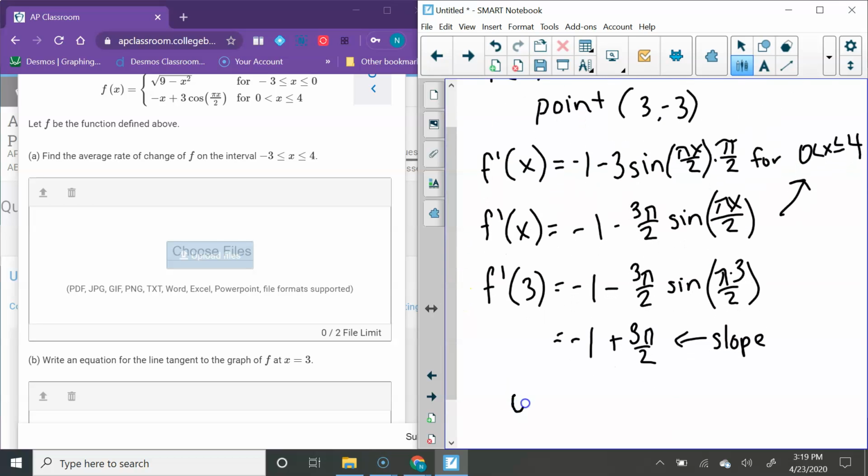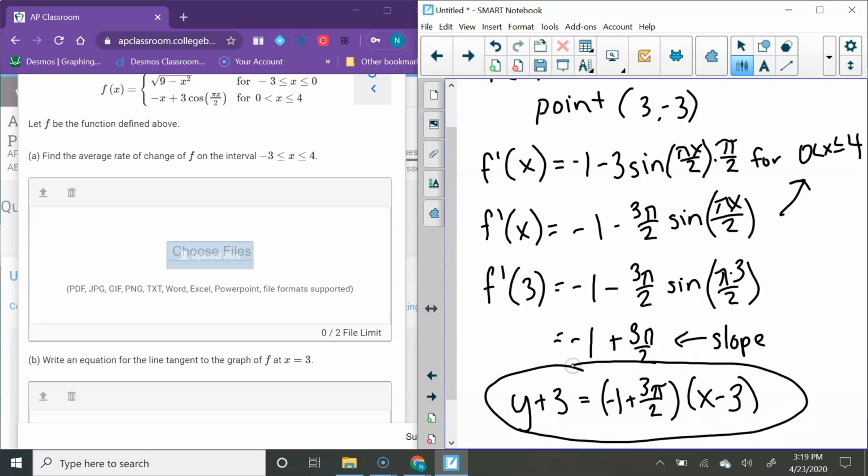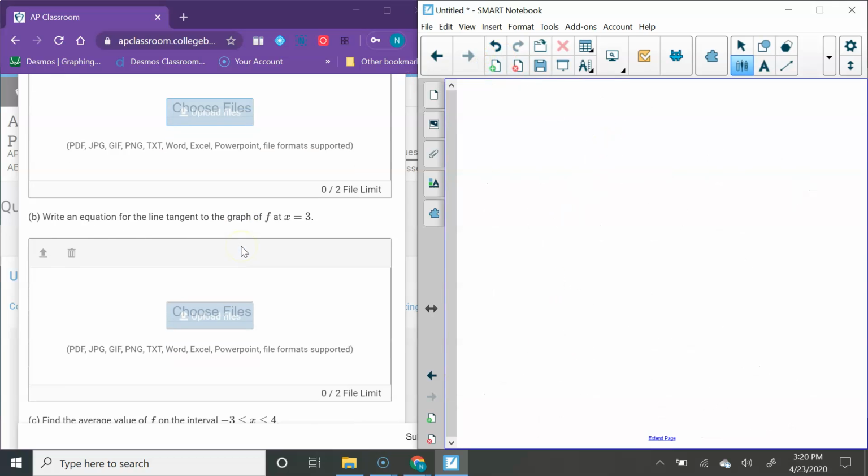So we're going to have y plus 3 equals, I'm going to put my slope in parentheses, -1 plus 3 pi over 2 times x minus 3. And that will be my equation for my tangent line there. So this part right here is my answer. Okay, let's move on to part C.